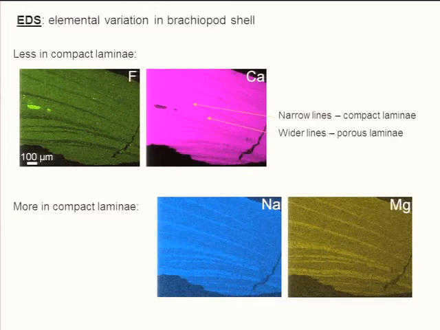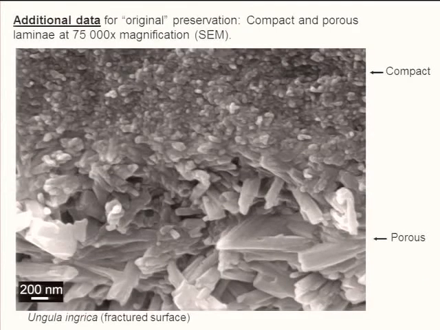Elemental mapping under scanning electron microscope also showed that the apatite chemistry is changing, and these changes are following the brachiopod shell lamination. For example, in compact lamina, we have less fluorine and calcium, but more sodium and magnesium. And these elements are actually the ones that substitute for calcium in the apatite crystal lattice, so these elements are compensating for the lack of calcium in the apatite in compact lamina.